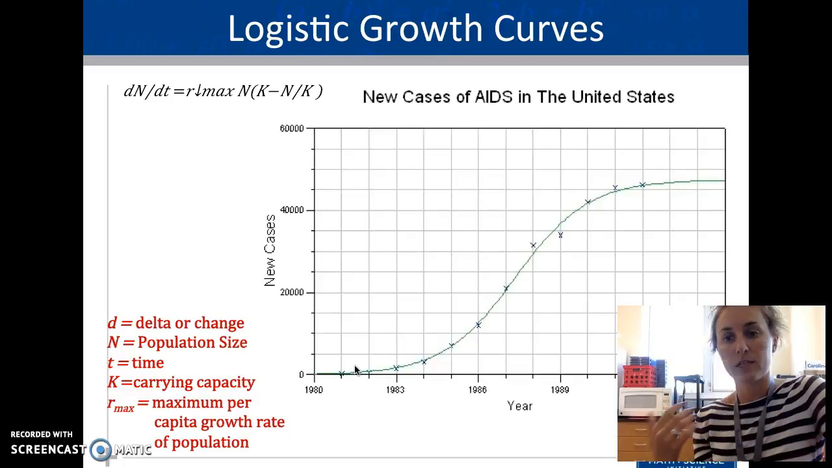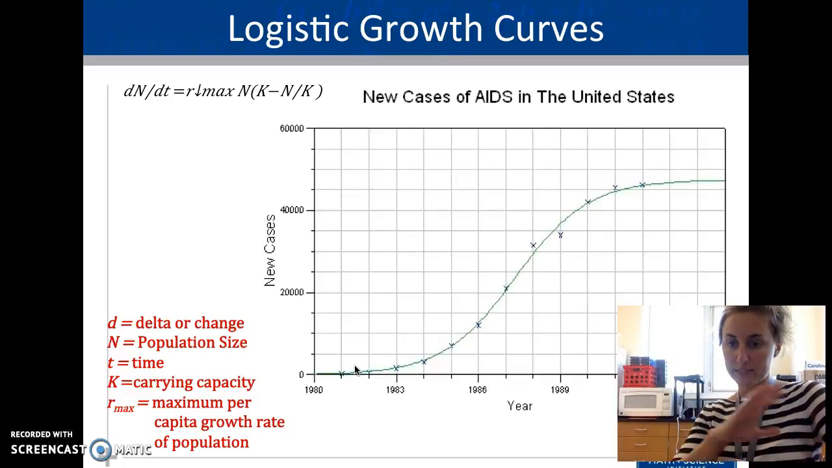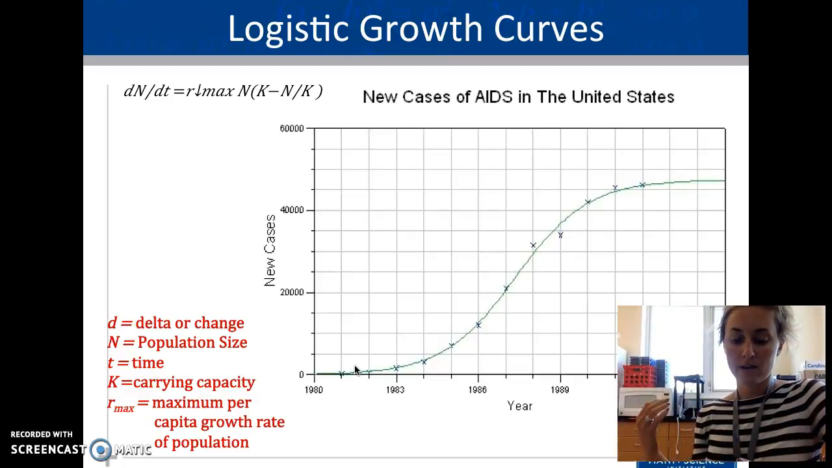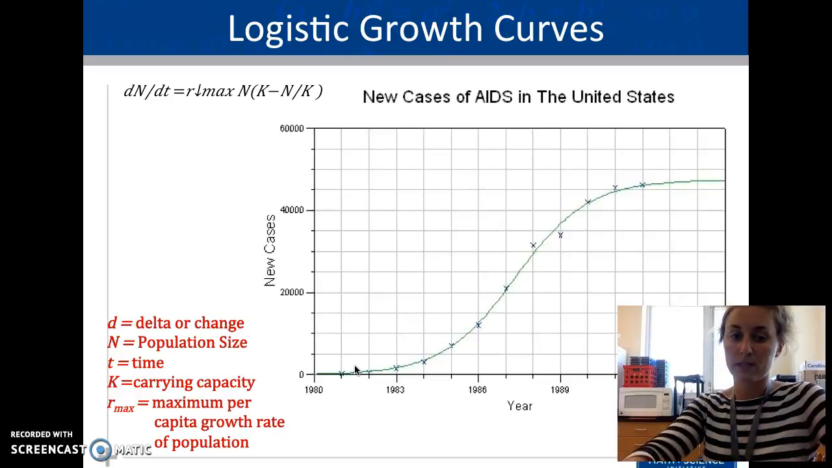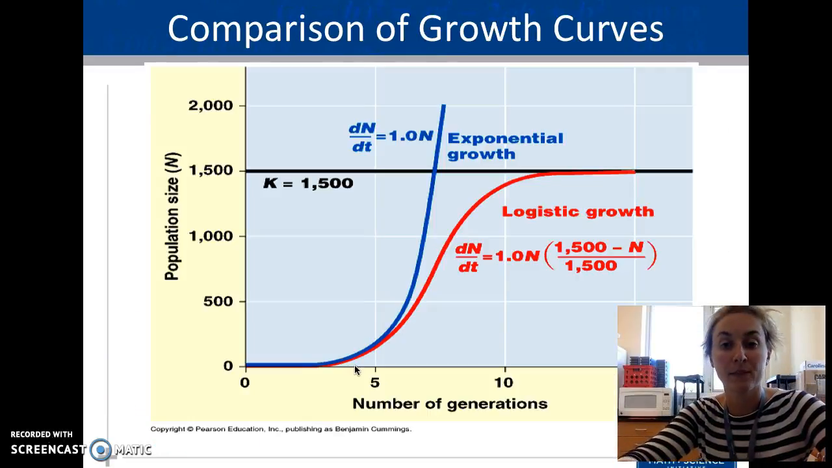Some organisms actually exhibit this perfectly. They hit the carrying capacity and then they stay very non-fluctuating. It's a better word for that. I mean, they stick to that carrying capacity. They don't fluctuate a lot around that line.